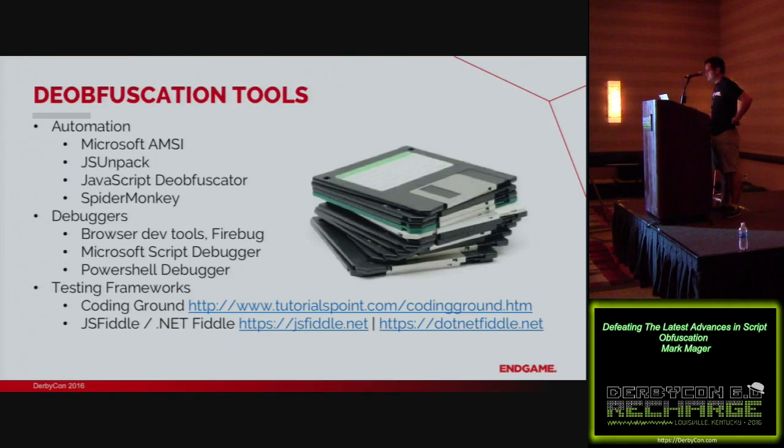So, luckily for us, there are several tools to further assist us with deobfuscating scripts. There are tools such as AMSI and JSONPACK that attempt to automatically produce deobfuscated versions of scripts with varying results. There are plenty of debuggers out there that get the job done for most languages as well. And there are also several online testing frameworks which are very handy and can greatly speed up the deobfuscation process, so you don't even need a debugger in those instances.